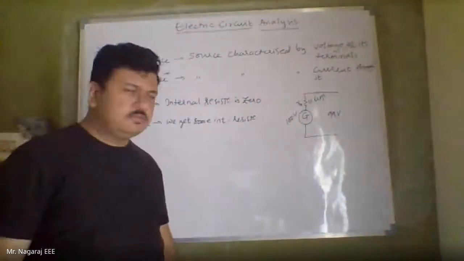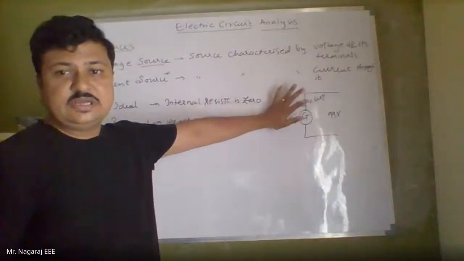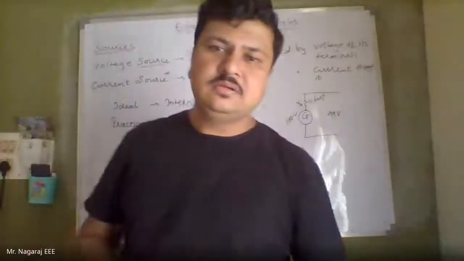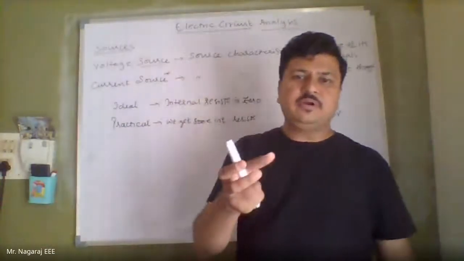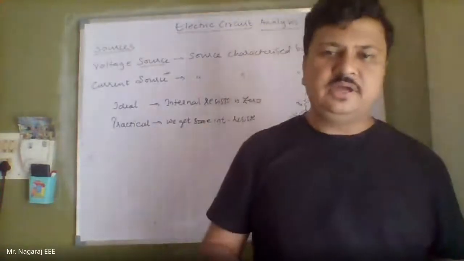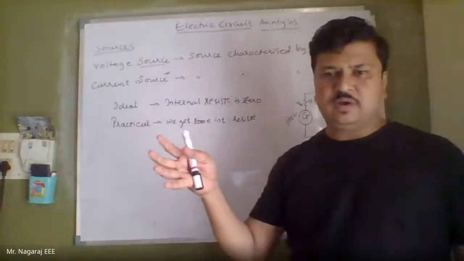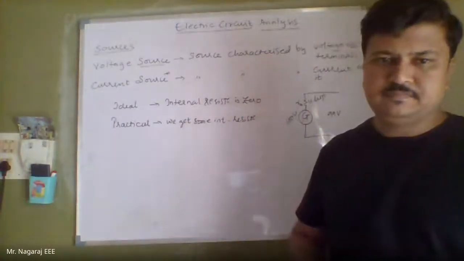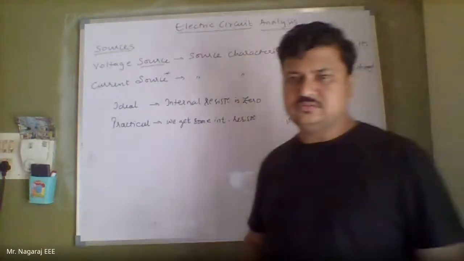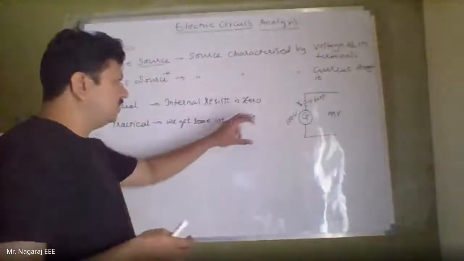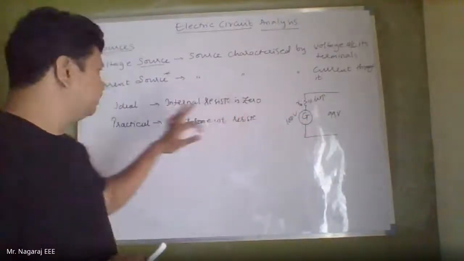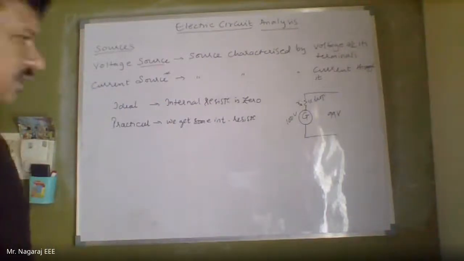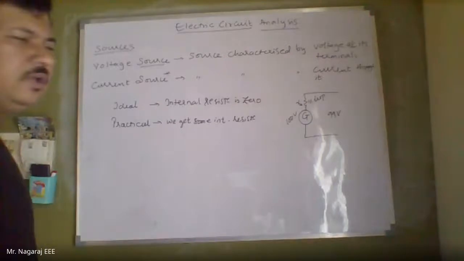Now for an ideal generator, my resistance will be 0. So this is the internal resistance. When I build a source, inherently, implicitly, there will be component resistance values added to that source. Therefore, the terminal voltage that I get may be slightly lesser than the actual generated voltage. That is called a practical source. So a practical source will have some internal resistance in it, whereas an ideal source has no internal resistance.